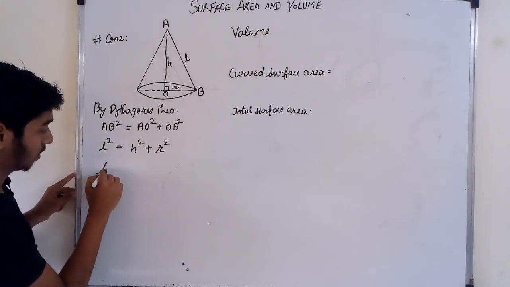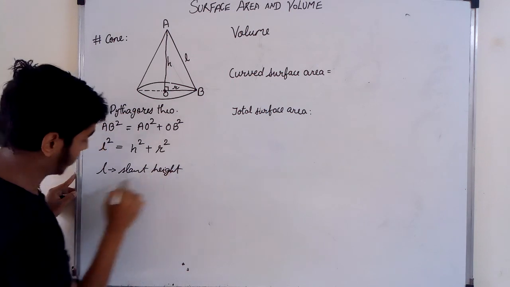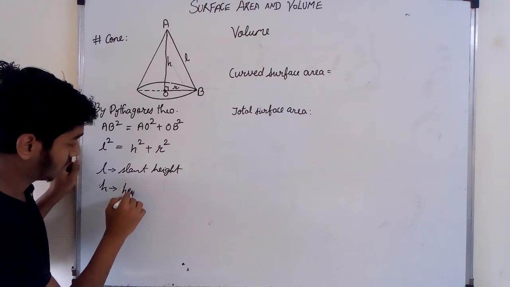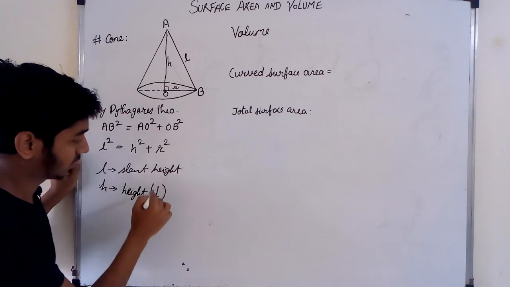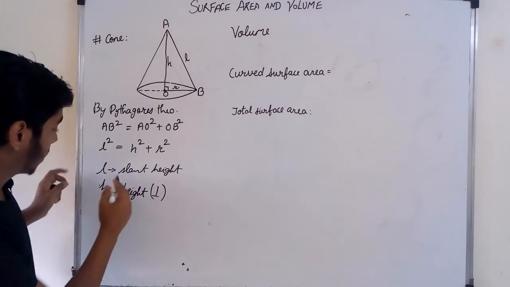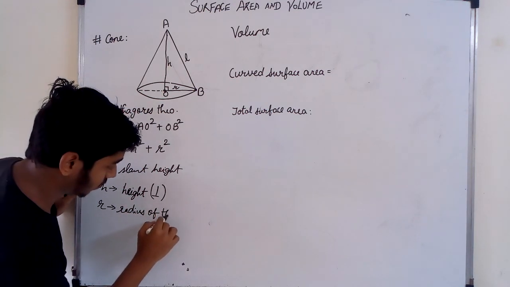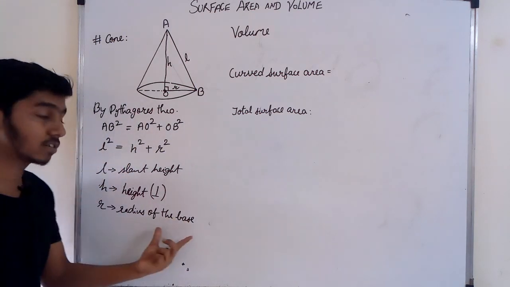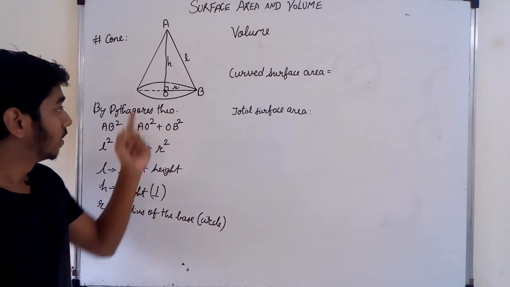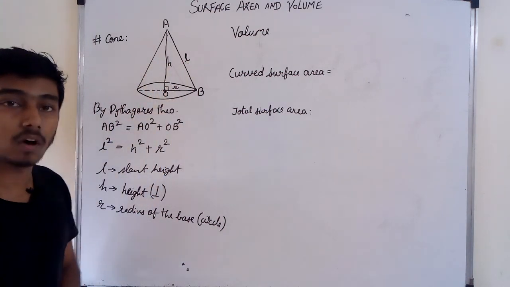So here L is the slant height, H is the height of the cone, you can say height or perpendicular height, the line which is perpendicular to the base, and R is the radius of the base, which is actually a circle. I hope you have understood this. This is the concept related to height, slant height and the base radius.